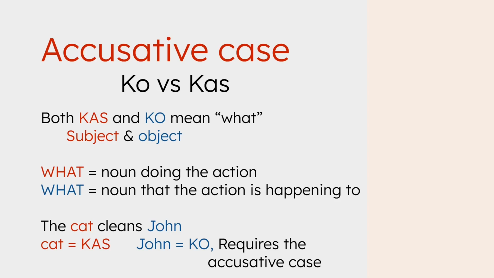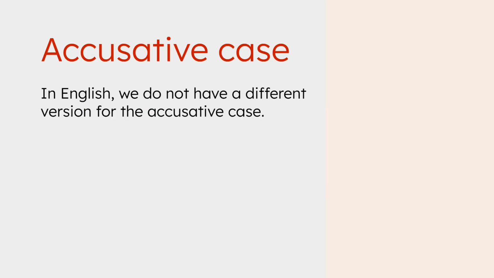Now for example, the cat cleans John. The cat is the kas, or the subject, and John is the object, or the kua. The cat is doing the action, which is cleaning, and John is having the cleaning happening to him. John is now kua, so he requires the accusative case. In English, we don't have different versions for the accusative case. If you're eating pizza, you're not eating pizzu. But in Latvian, they do have a difference. They have a different declension, they have a different suffix for the accusative case.